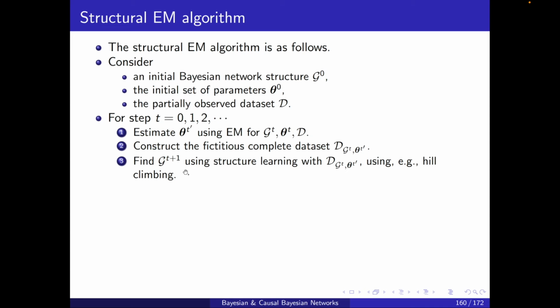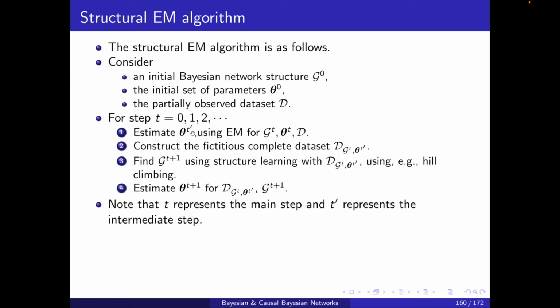After that, we find G_t+1, the new structure based on this data set. We just perform structure learning. We can use hill climbing, for example. The data set is complete. And at the end, we estimate the parameters using this updated structure and the data set. We learn the parameters for this structure. Now note the difference between t prime and t. t are the steps. t prime is the intermediate step.